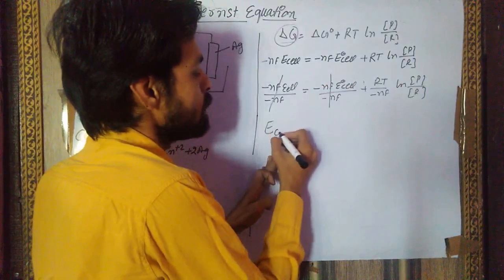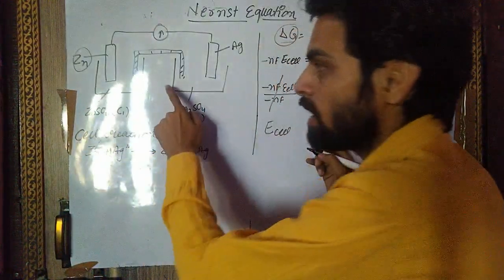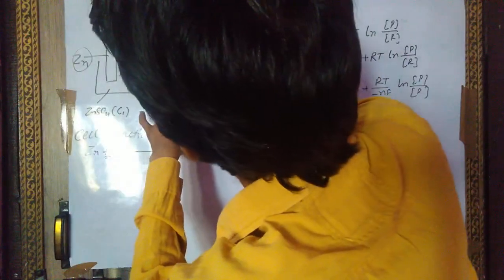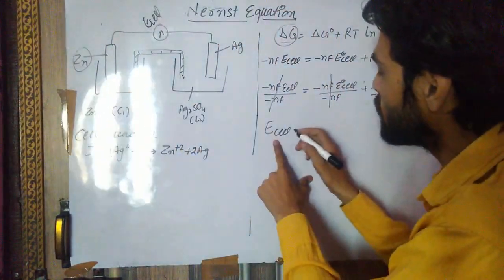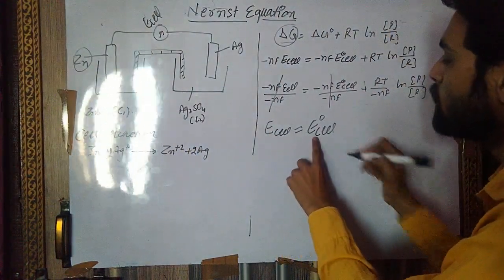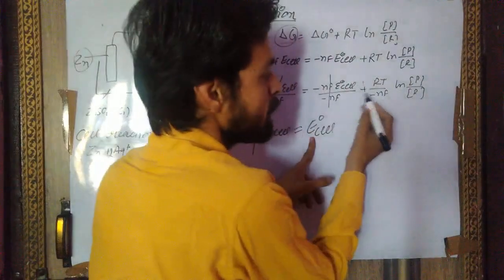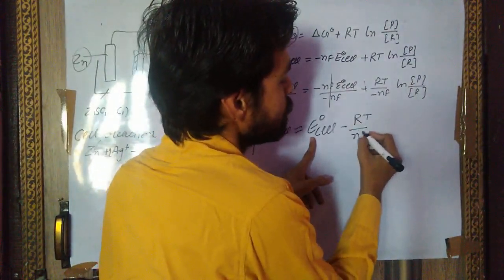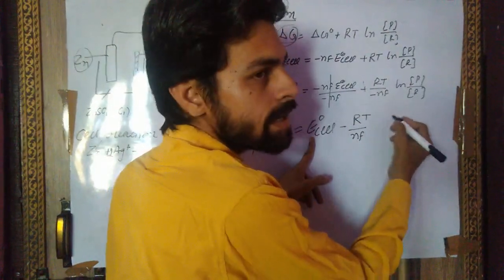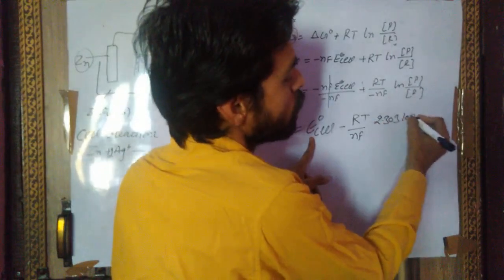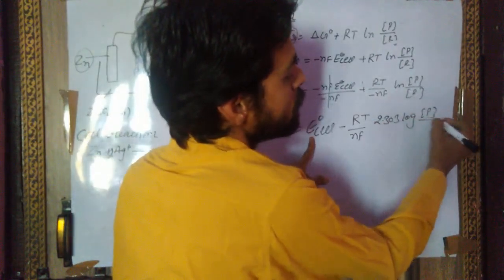E cell has come, look, this is what we have to find out. Now this is not for standard condition. This is known as E cell. This is what we have to find, right? So look at what it is equal to. This is equal to E naught cell. Here plus minus will be minus. RT upon NF Ln, I can put the value of Ln as 2.303 log product upon reactant.